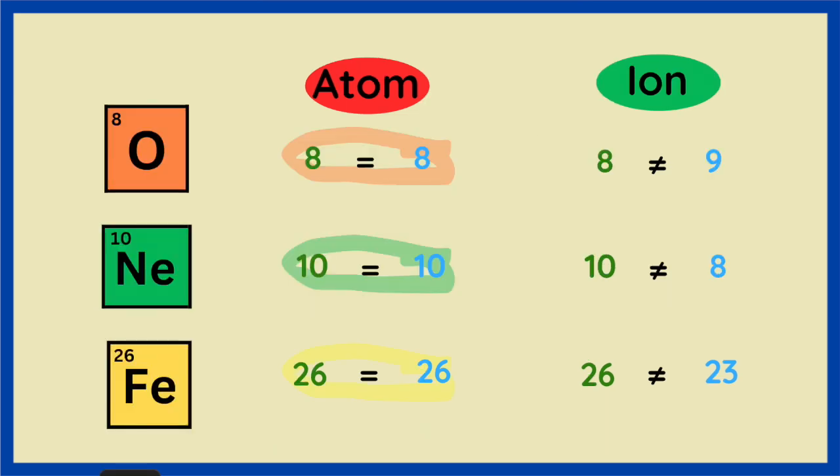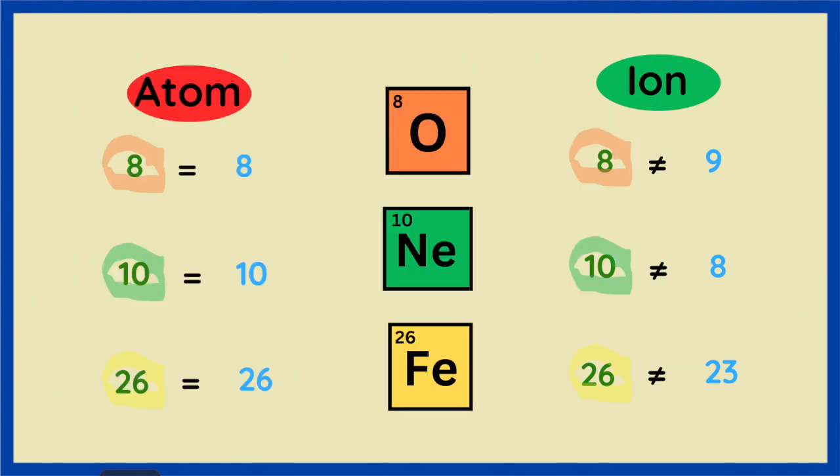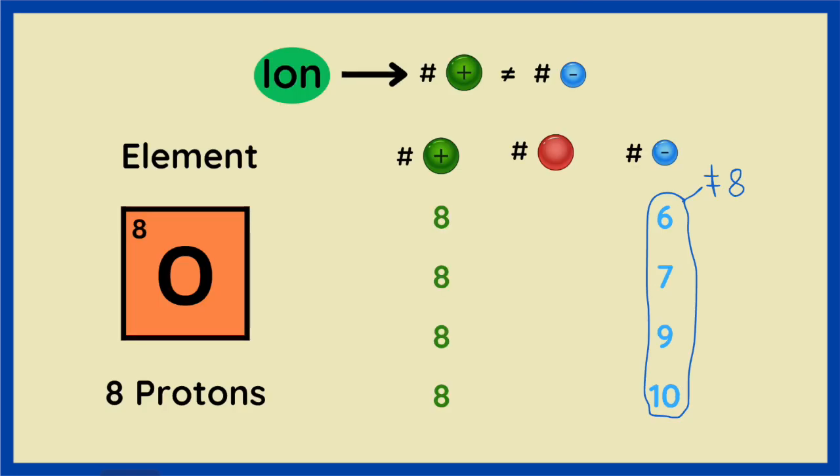And as before, we have an atom of oxygen, an atom of neon, and an atom of iron. And remember, the number of protons is what determines the element of interest. So what we see on this slide is an atom and an ion of each of these respective elements. For oxygen specifically, because it must always have 8 protons, to be an ion, we could have a variety of electron counts as long as it's not equal to 8, in which case it would be an atom of oxygen. So we could have 6, 7, 9, 10 electrons, usually something close to 8, but never exactly equal to 8 if it's an ion.